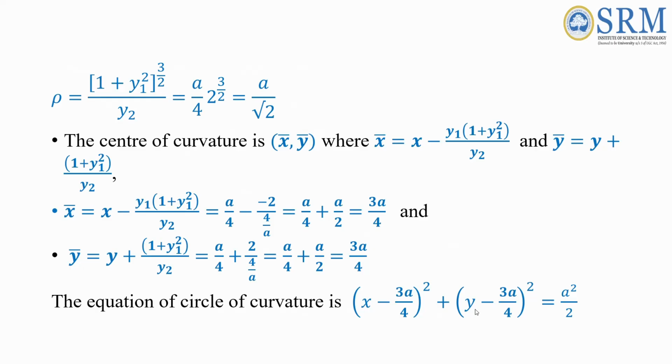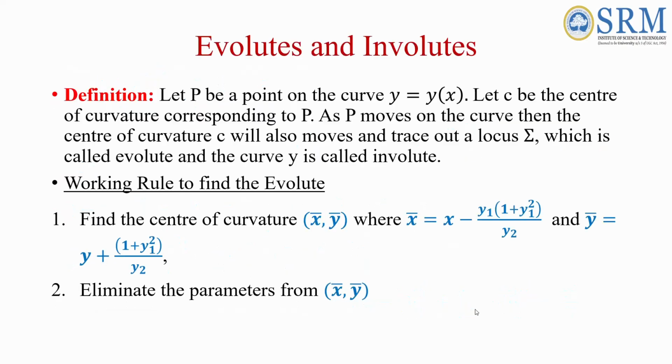Now the center of curvature is x bar, y bar, and replace the value of x, y1, y2. That gives x bar is 3a by 4 and y bar is 3a by 4. And plug these values in the equation of the circle of curvature, that is x minus 3a by 4 the whole square plus y minus 3a by 4 the whole square equal to a square by 2. Okay, so this is the required circle of curvature.